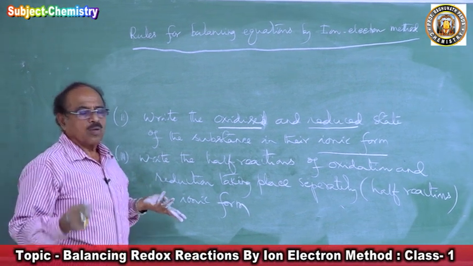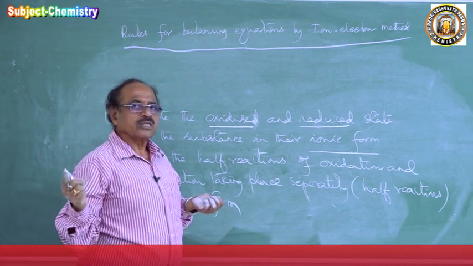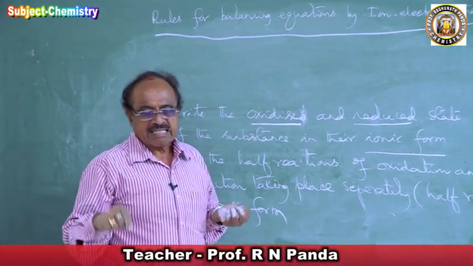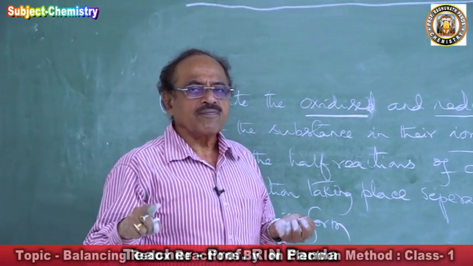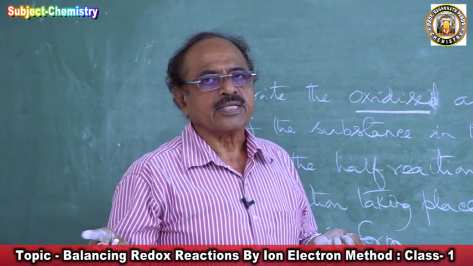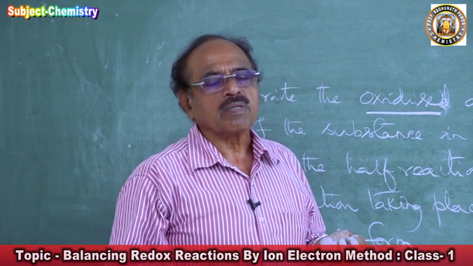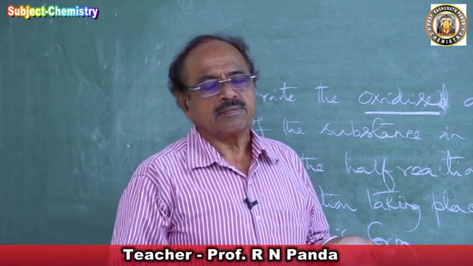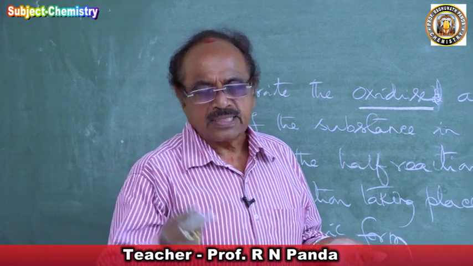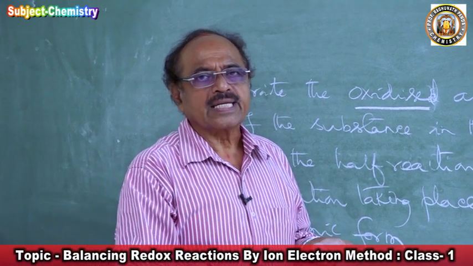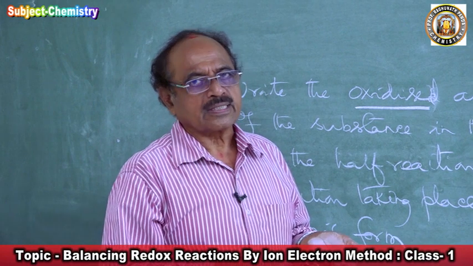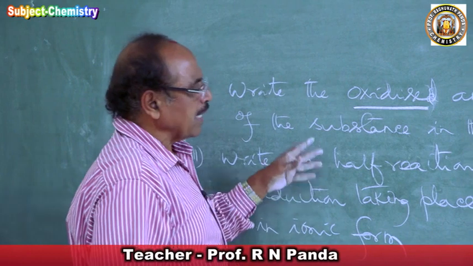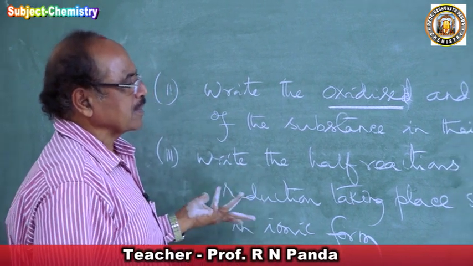Why? Oxidation is a process of loss of electrons. Reduction is a process of addition of electrons. So the number of electrons lost during oxidation will be equal to the number of electrons gained in the reduction. These electrons are released and those electrons will be used for reduction. So you will balance that. If balanced, the equation is balanced. So this is the oxidation half reaction and the reduction half reaction.